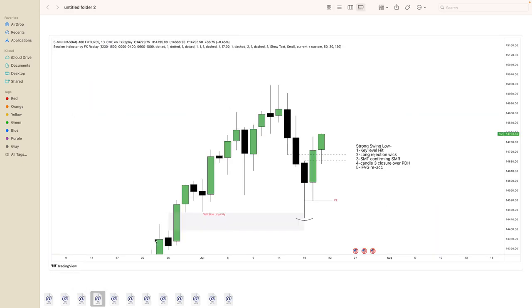Honestly, I don't remember. If I didn't, I'm going to have to make that video. All right, so what does this day close like? We create a failure swing, right? So let's look here. What does a strong swing low consist of?